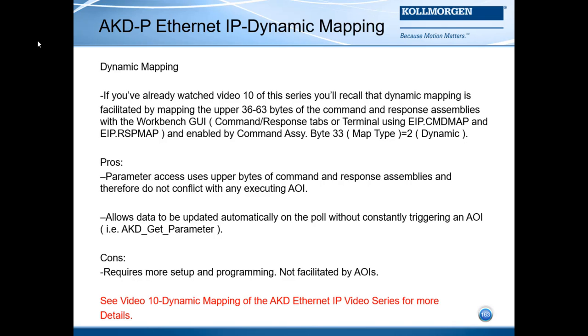The pros is this method provides parameter access that uses the upper bytes of the command and response assemblies and therefore does not conflict with any executing add-on instruction. It also allows data to be updated automatically on the POL without constantly triggering an add-on instruction. For example, the AKD get parameter add-on instruction. The cons is that it requires more setup and programming and is not facilitated by add-on instructions. Please see video 10, Dynamic Mapping, of the AKD Ethernet IP video series for more details.